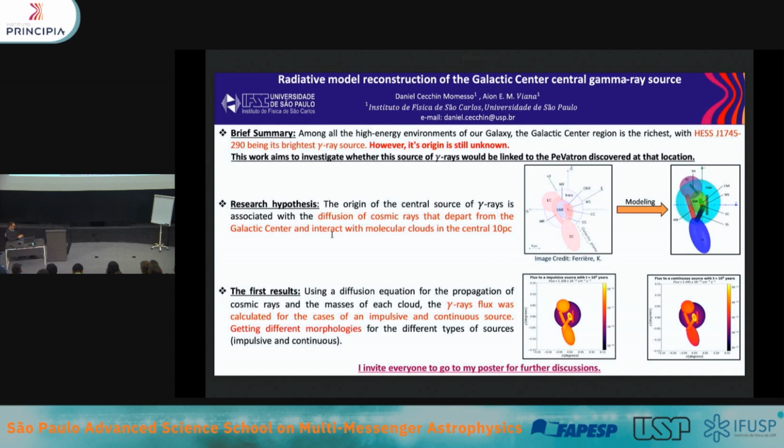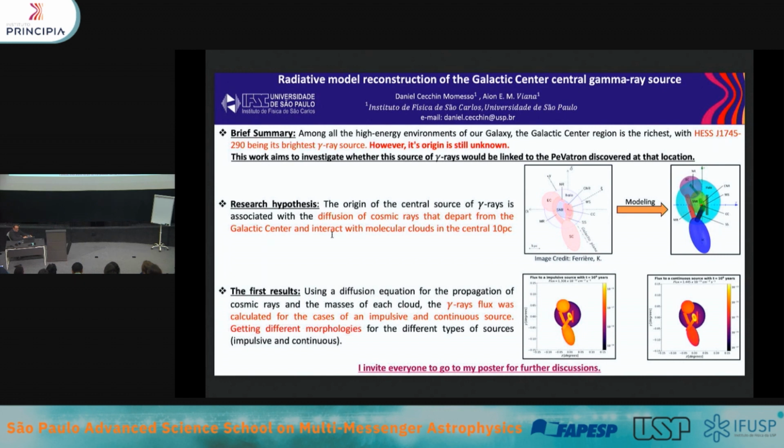So, good afternoon. My name is Daniel. I'm a master student in the Institute of Physics at São Carlos. My advisor is Professor Ayon, and the title of my poster is the Radioactive Model Reconstruction of the Galaxy Center Central Gamma Ray Sources.